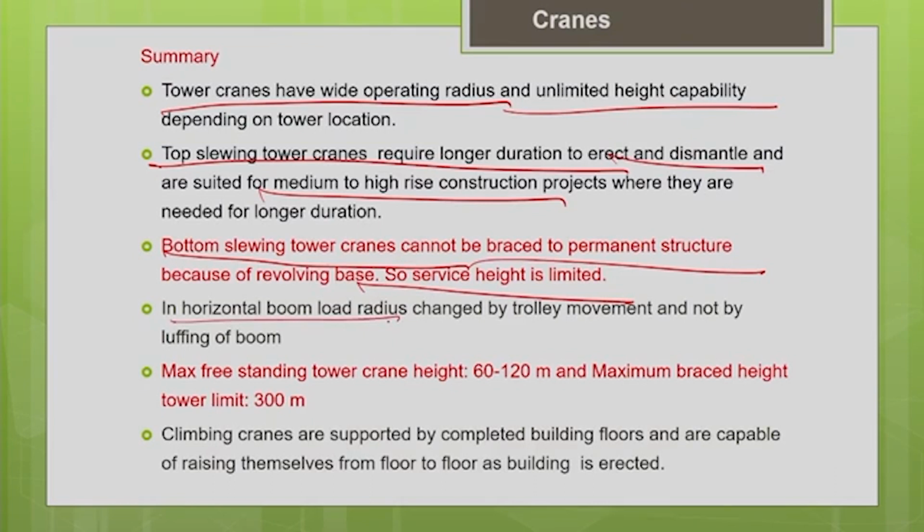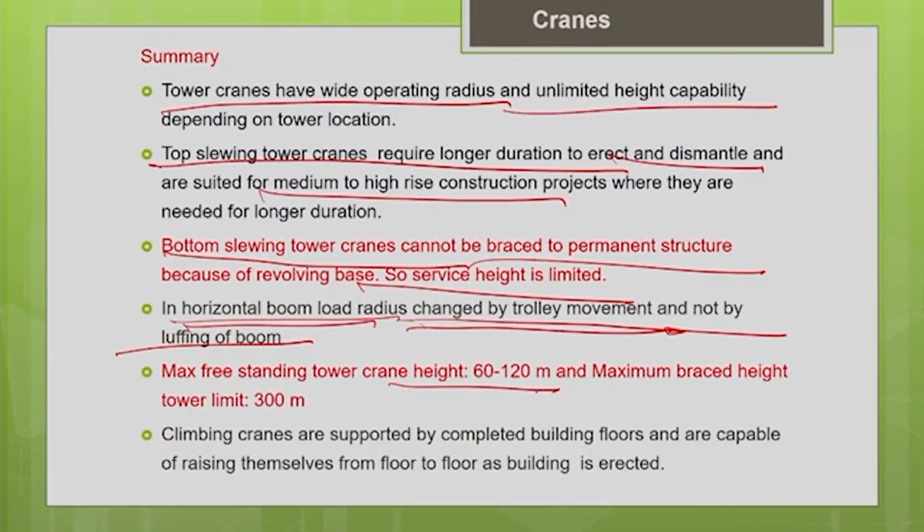Based on the type of the boom, you can classify them into horizontal boom, luffing boom and articulated jib. In a horizontal boom, you change the load radius by the trolley movement. You have a trolley which can move along the jib. By changing the trolley movement, you can vary the working radius, the load radius, but you cannot do the luffing of the boom. That is not possible with the saddle boom crane.